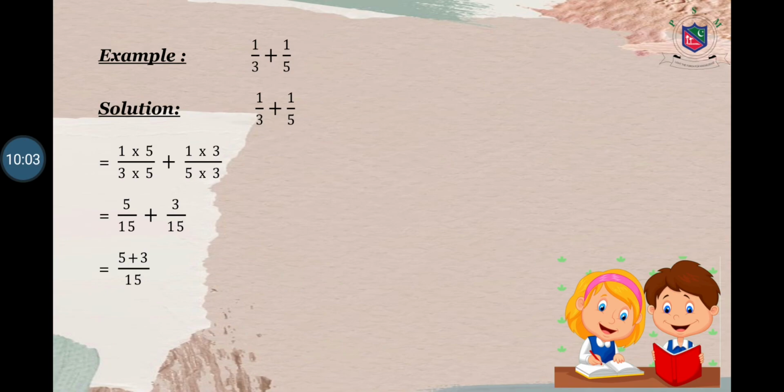Now you can see that we have the same denominators. So we can add their numerators. 5 plus 3 is equal to 8 over 15. My dear students, there is no number that can divide both 8 and 15. So we cannot simplify the fraction.